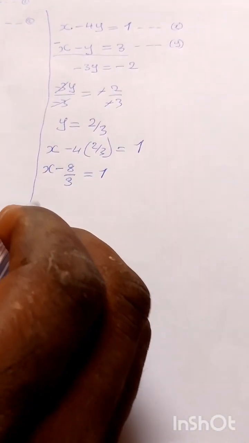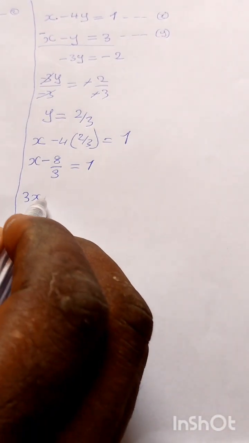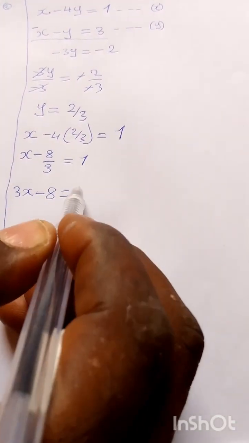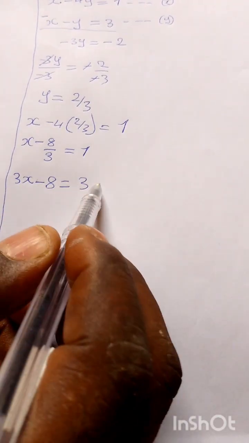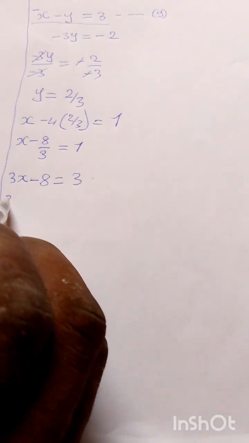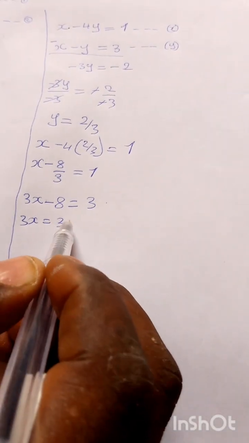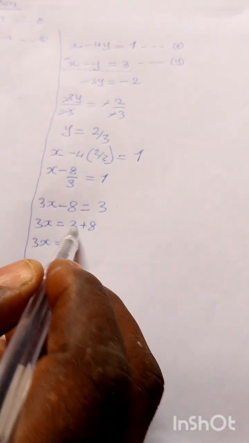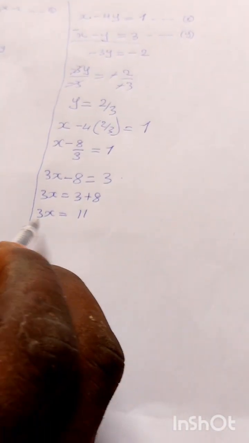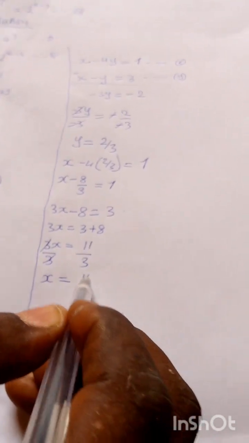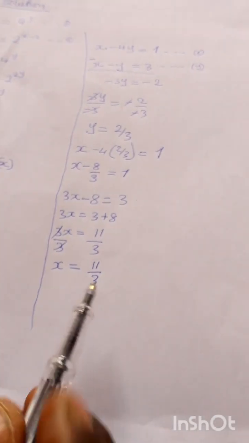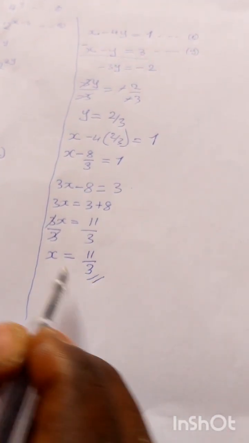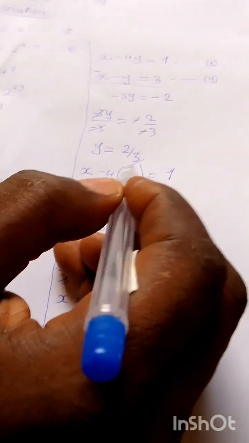So this one multiplied by 3 becomes 3x. This one becomes minus 8. This one becomes 3. So we take this one to the other side. The sign changes. So 3x is equal to 3 plus 8. Now 3x is equal to 3 plus 8 is 11. In order to get x, we divide both sides by 3. So this one goes, so that our x is equal to 11 all over 3. So our answers are x is equal to 11 all over 3 and y equals 2 all over 3.